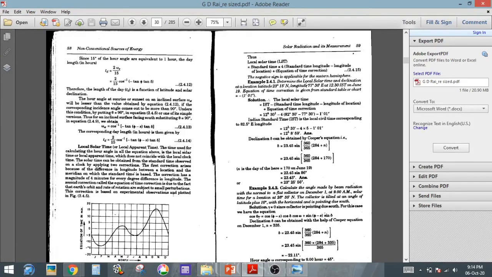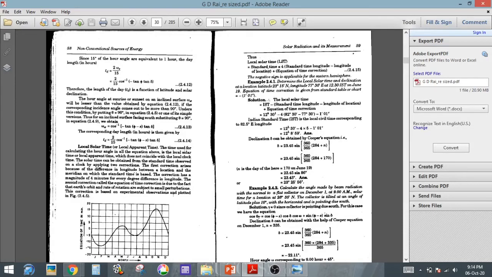Then another problem, determine the local solar time and inclination at a location latitude 23 degree 15 minute north, longitude 77 degree 30 minute east at 12:30 IST on June 19. Equation of time correction is given from standard table or chart, which is equal to minus 1 minute 01 seconds.